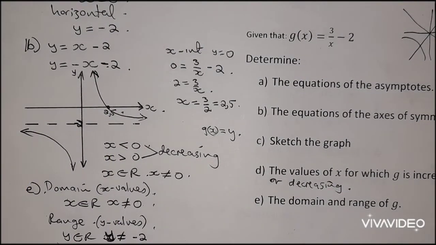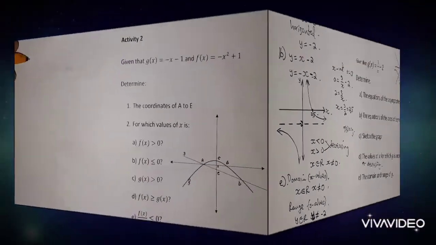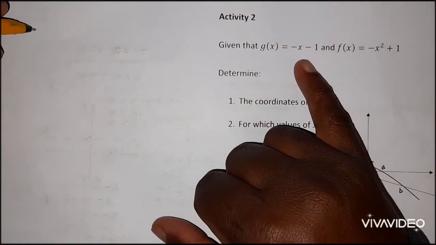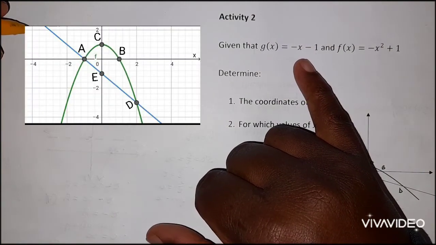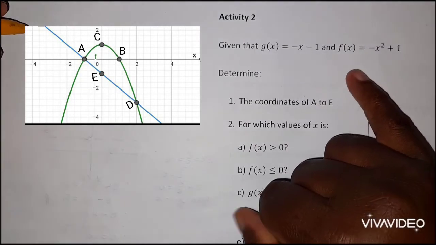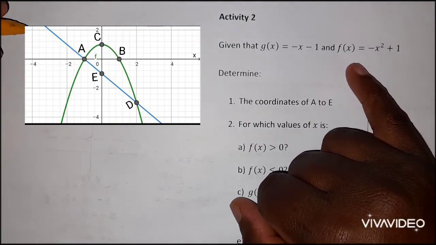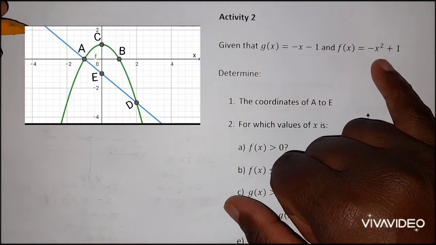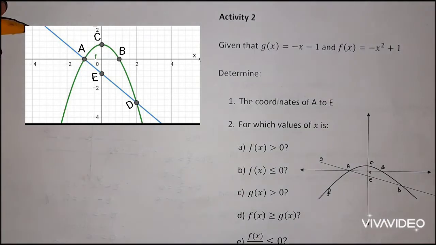That was activity 1. Let's look at activity 2. For our activity 2, we've got two functions here. The first function is a linear function, g of x is equal to -x minus 1. The second one is a quadratic function, which gives us a parabola, that is f of x is equal to -x squared plus 1.